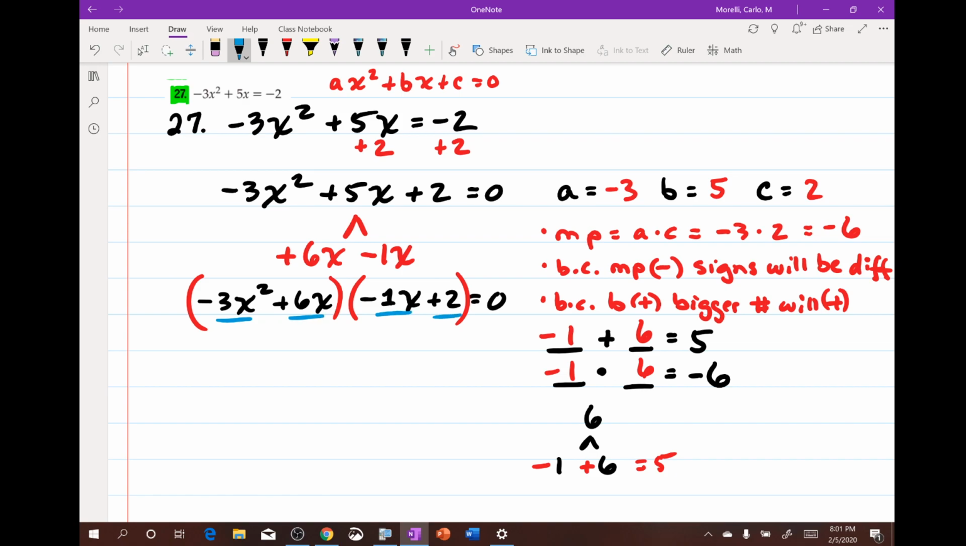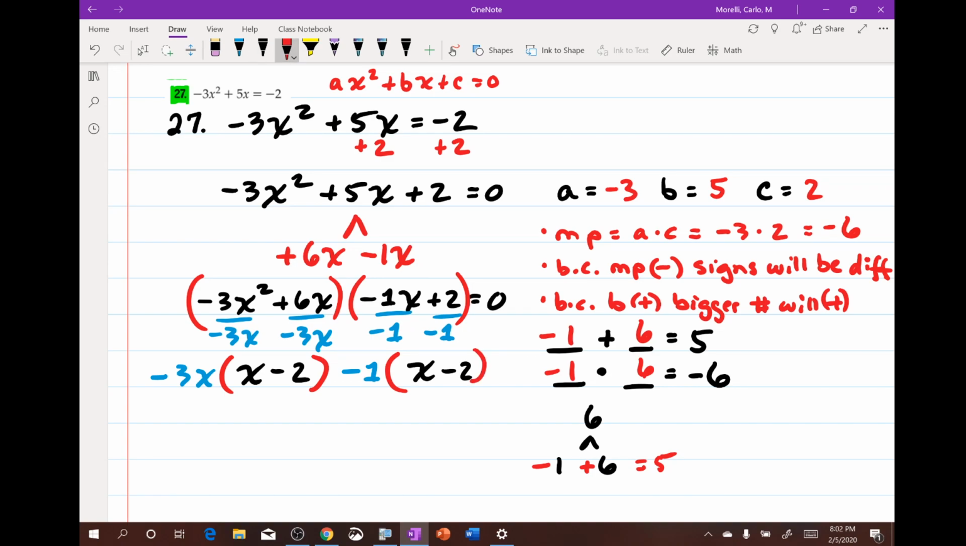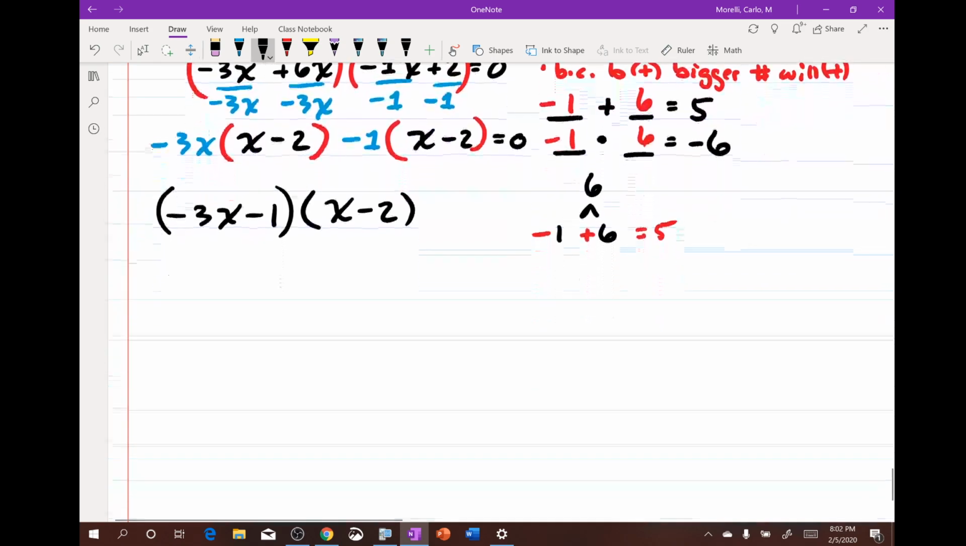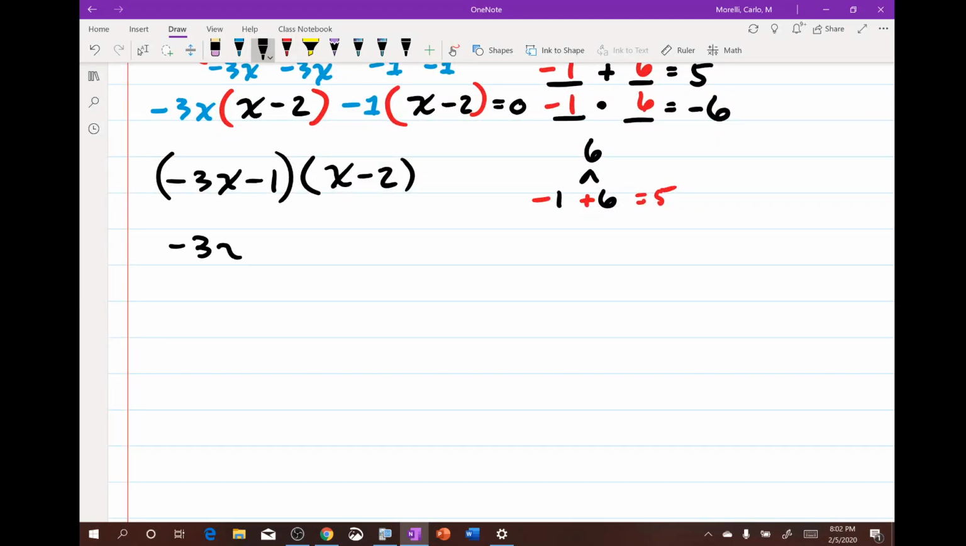This is everybody's favorite game. Remember, we want the inside to be the same. So here I'm going to pull out a negative 3x, and here I'll pull out a negative 1. Off to the left I'll have negative 3x, open parentheses, x minus 2, close parentheses, and then minus 1, open parentheses, x minus 2, close parentheses, equals 0. So let's list it out. Negative 3x minus 1 is a factor, and x minus 2 is a factor. Set both factors equal to 0 and solve for x.